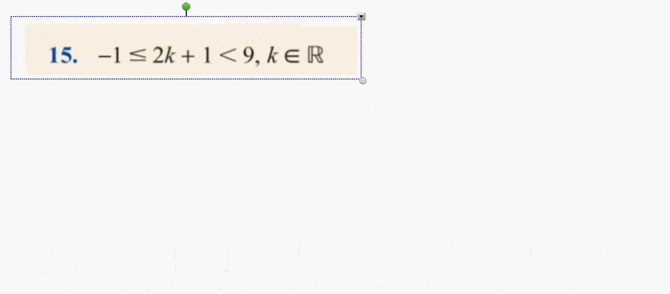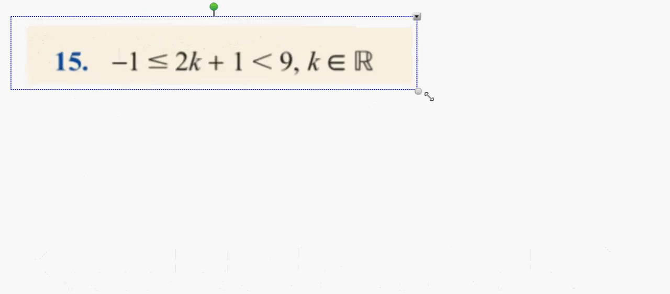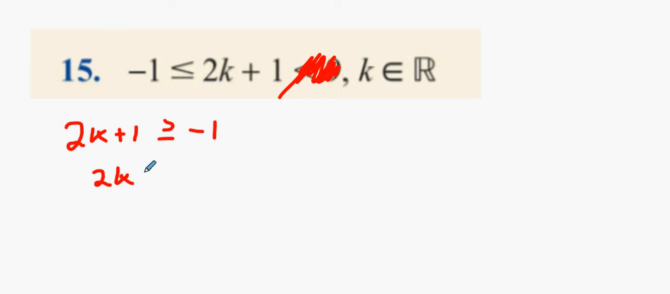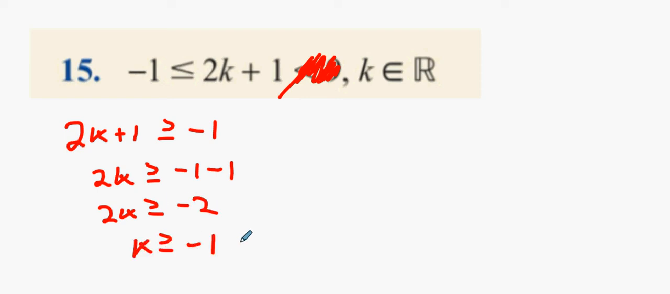15. Okay. Shh. 15 here. Same deal. Just get rid of that. And then we're going to do a switch straight away. What happens when I switch? 2k plus 1 is what, guys? Greater than or equal to minus 1. Bring the 1 over to your side. 2k greater than or equal to minus 2. K greater than or equal to minus 1. You got it? Good. Okay.